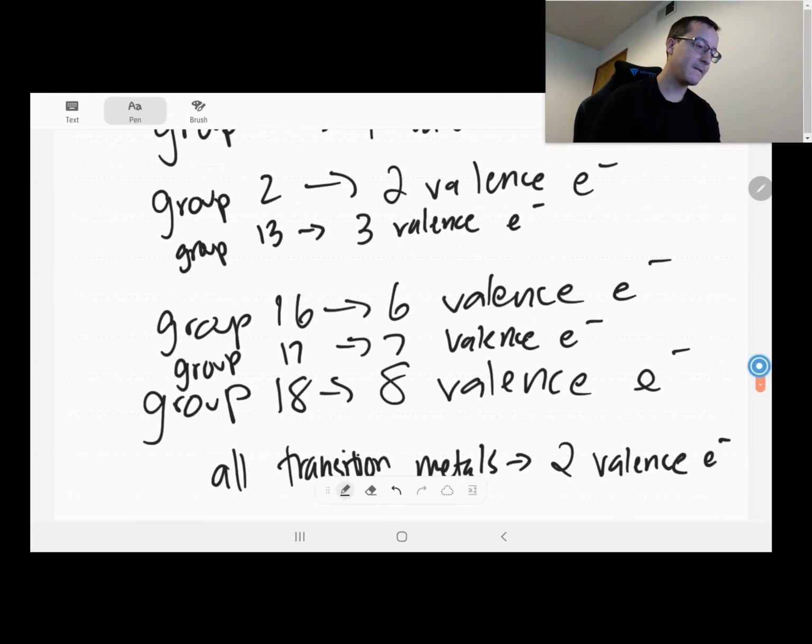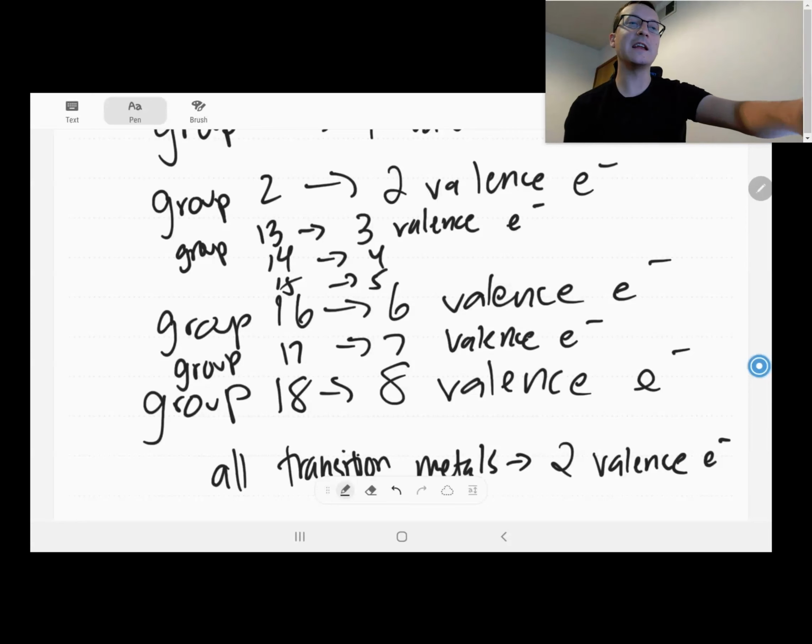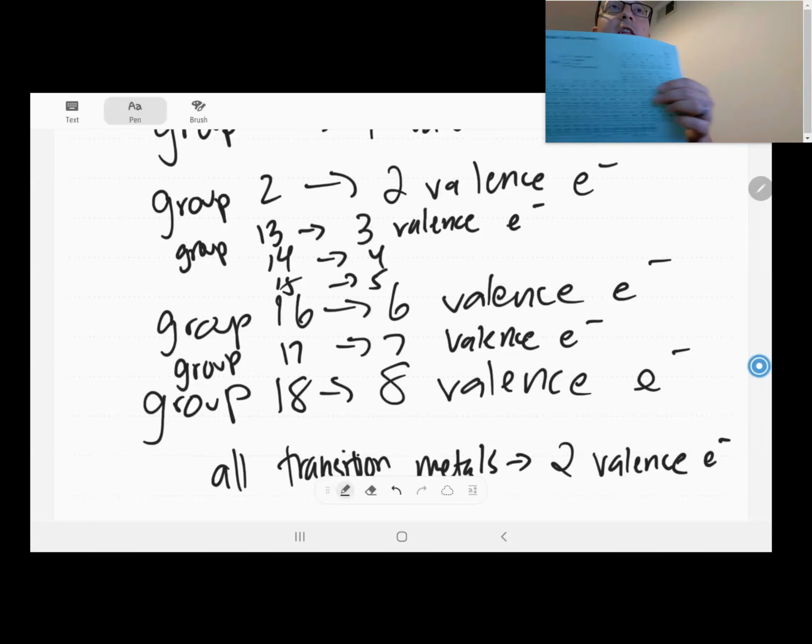Alrighty? So we saw 14, 15 will have 4 and 5. So it should be easy. Any of these big columns in the periodic table will tell us how many valence electrons it has. So the first column, 1 electron, 2 electrons, 3 electrons, 4, 5, 6, 7, 8, except for helium. Remember, helium only has 2. That's the only exception.